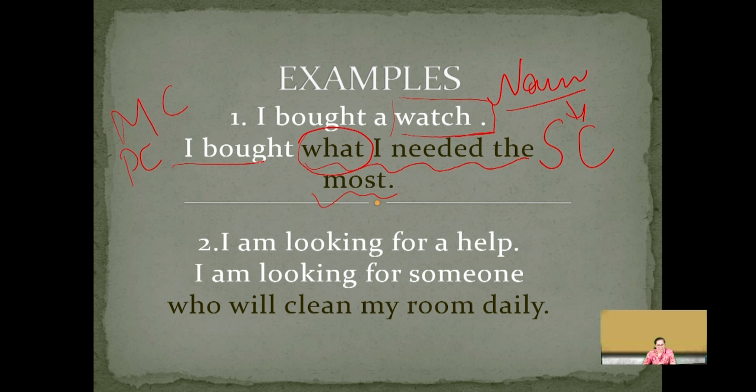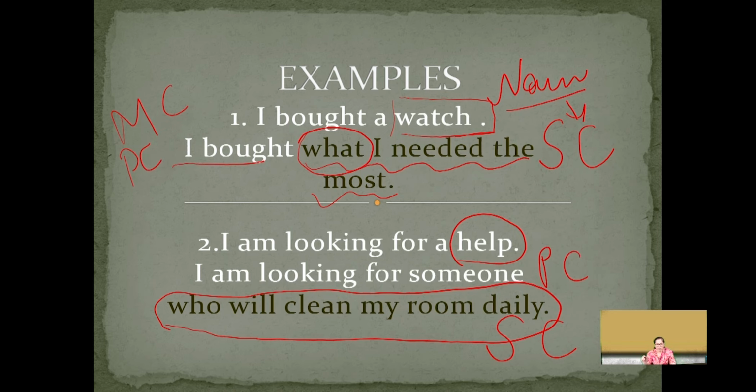Have a look at the second sentence. I am looking for a help. I am looking for someone who will clean my room daily. Now, instead of the word help, help here is not being used as a verb. It is being used as a noun for a domestic help, a maid, assistance that you require. So it is referring to a person. Therefore, in the second sentence, this is distinguished by the color of the ink, white and black. The portion in black is the subordinate clause, and this is the principal clause.